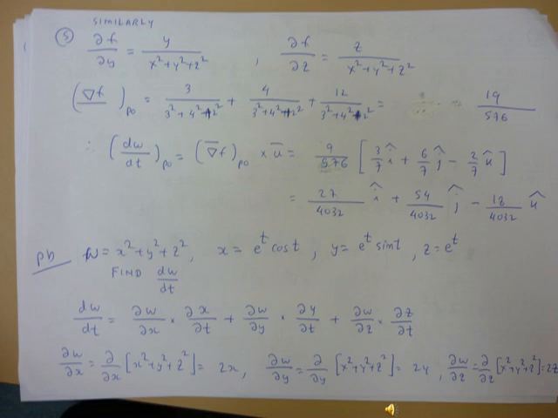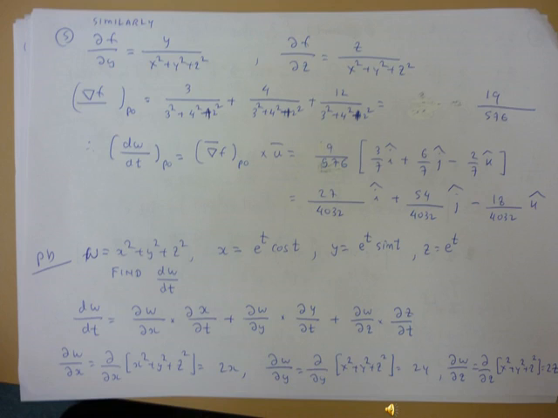dw by dt equal to dw by dx multiplying dx by dt plus dw by dy multiplying dy by dt plus dw by dz multiplying dz by dt. So the first thing we calculate is dw by dx of x squared plus y squared plus z squared. This is the partial differentiation. We don't need to differentiate the y squared and z squared, so differentiating x squared by dx is equal to 2x.